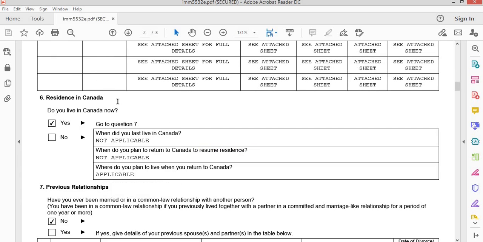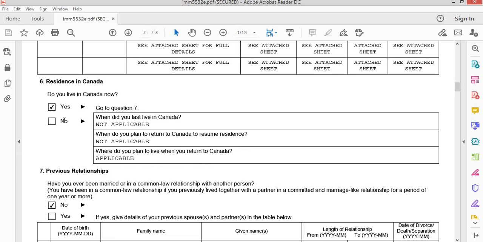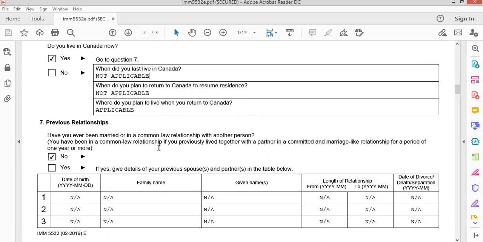Then is the residence in Canada. Do you live in Canada now? If you do, please mark it as yes. If you don't, you have to fill in the information. When did you last arrive in Canada? When do you plan to return to Canada to resume residence? Where do you plan to live when you return to Canada? So all this information is to be filled out.